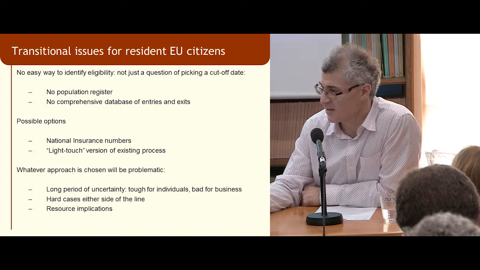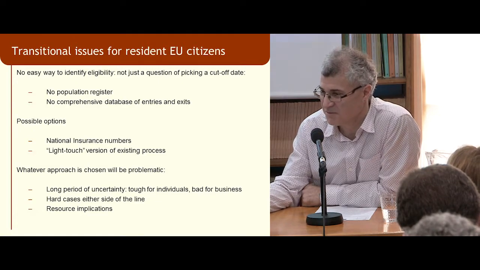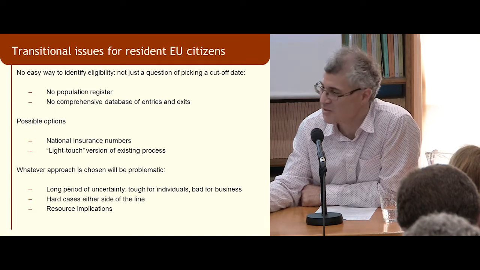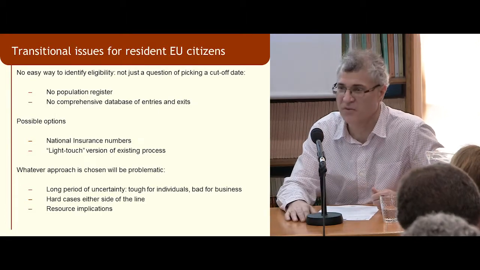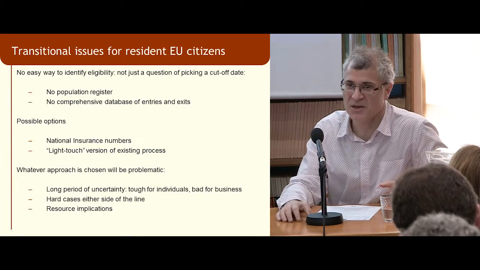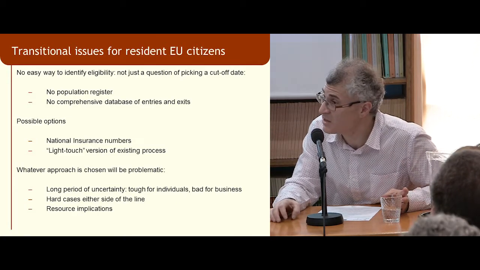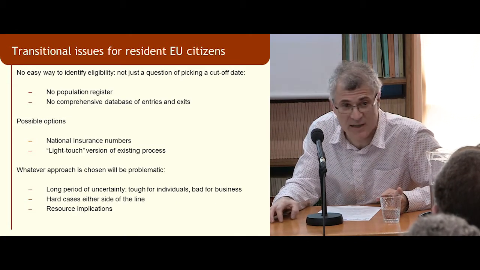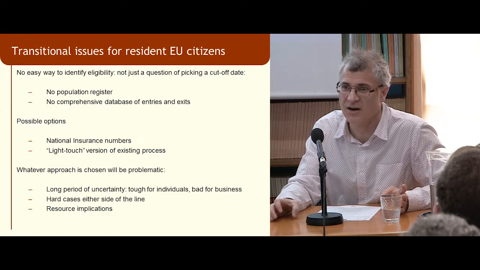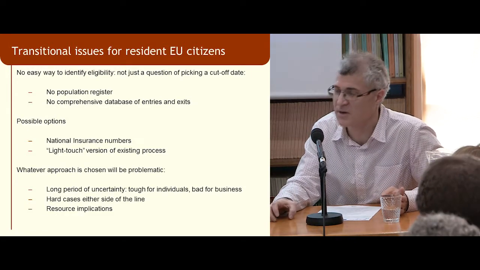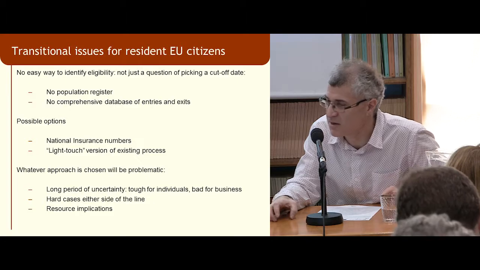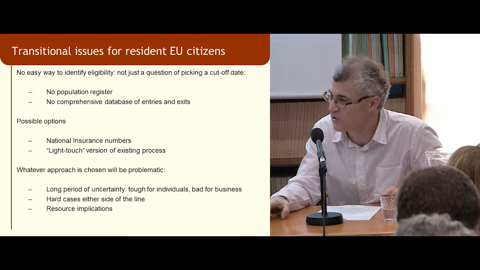Finally, something that's been a lot in the news, but I talked about 6 months ago why this was going to be a mess: transitional issues for resident EU citizens. The basic point is there are 3 million people here. We've made a political commitment, and I'm sure that will in some way be fulfilled, to let them stay. We don't know who they are. There is no population register. There's no database of entries and exits. The 3 million estimate comes from survey evidence.